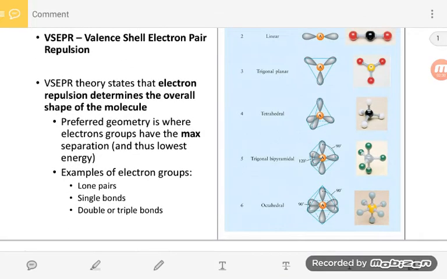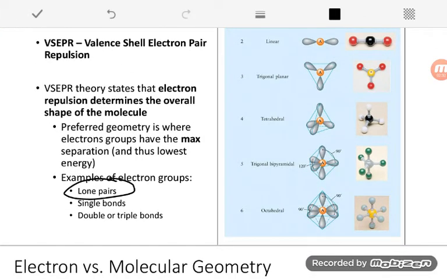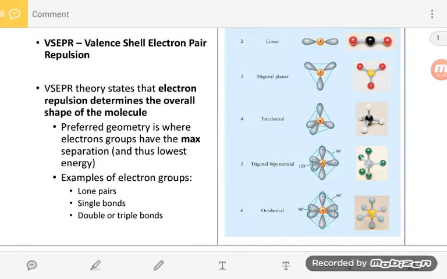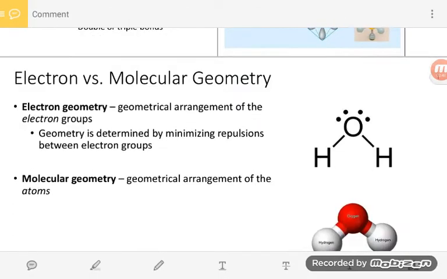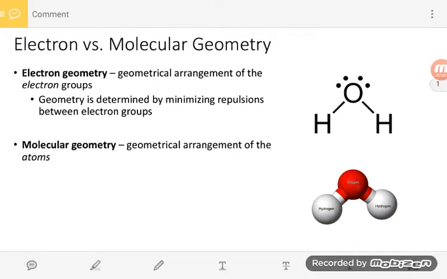Notice that lone pairs are an example of electron groups. However, we can't actually see electrons. They're much too small. So we can't see lone pairs when we look at a molecule. So it turns out we actually have 2 different types of geometries. We have what's called electron geometry, and we have molecular geometry.